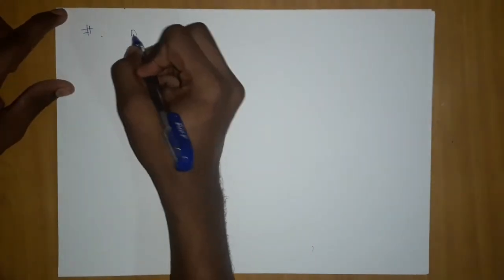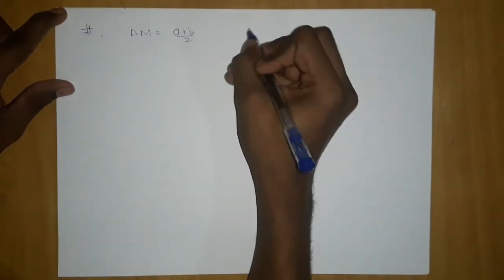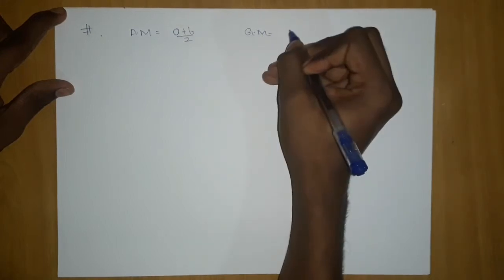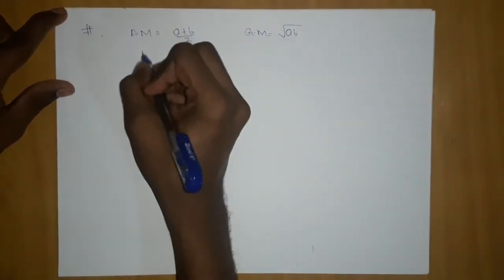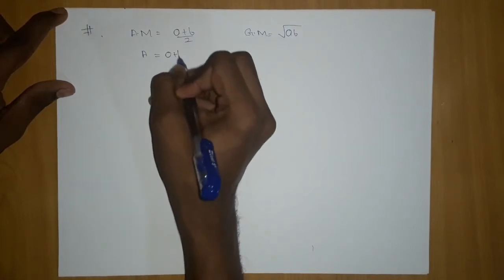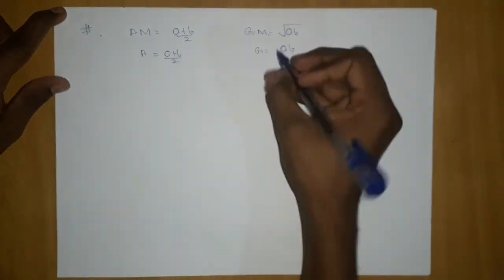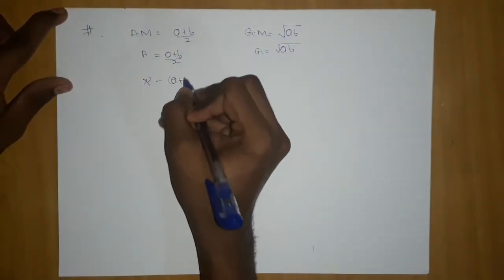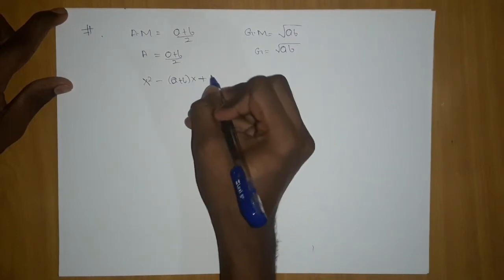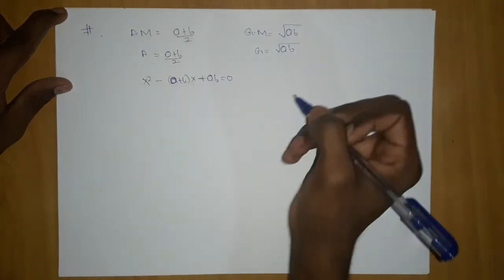What is AM? AM is a plus b by 2. GM is under root ab. So if I denote AM by A, a plus b by 2, and GM by G, under root ab. If you remember the quadratic equation, it was nothing but x square minus (a plus b) into x, sum of the roots, plus product of the roots, ab, equal to 0. Okay, this was the quadratic equation.